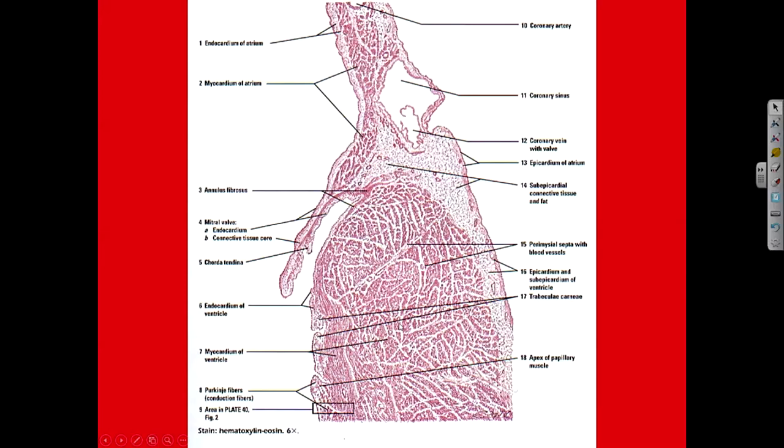systemic circulation. So then this is a valve, and this is pointing from the atria to the ventricle, so we can call this the atrioventricular valve, coming from the atrium in the direction of the ventricle. Okay? And then the inner layer would be the endocardium, middle layer myocardium, outer layer epicardium.